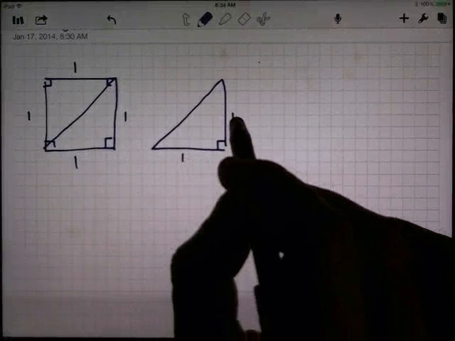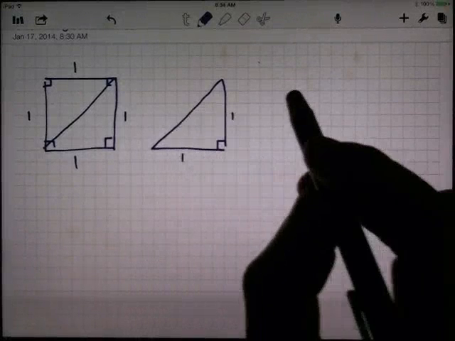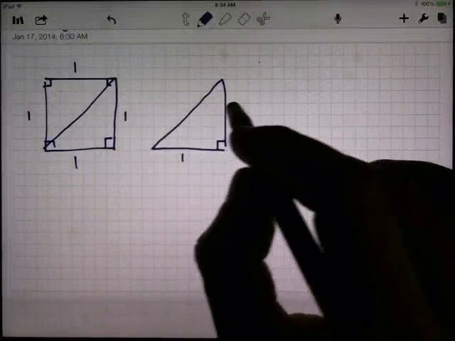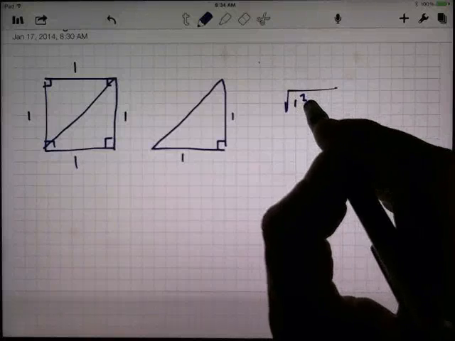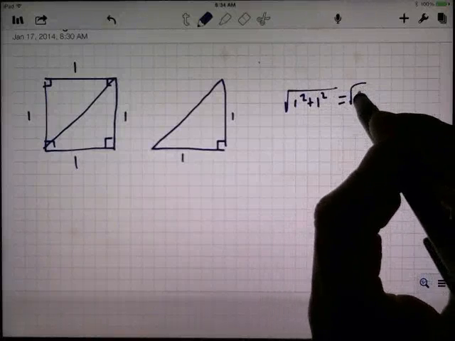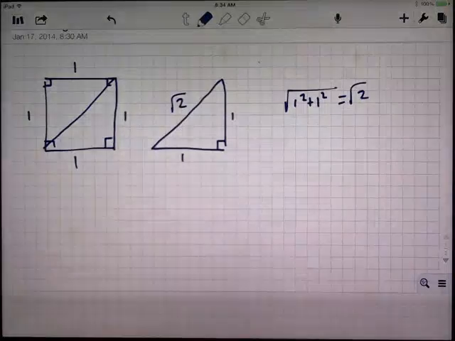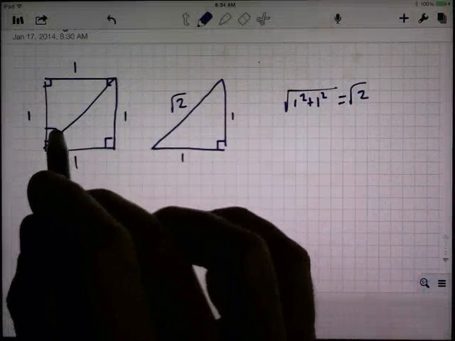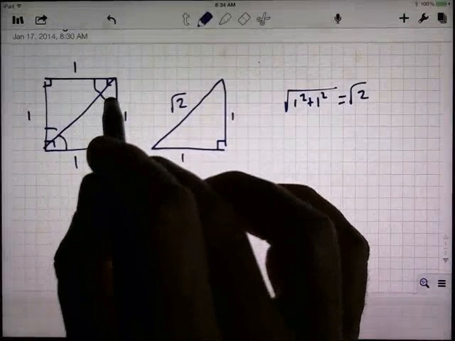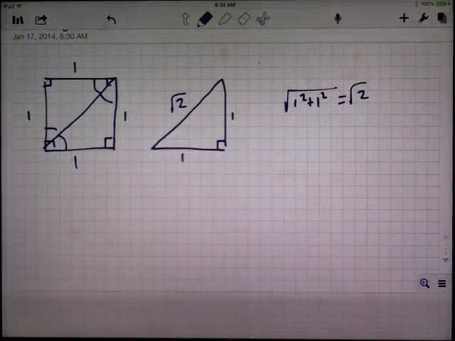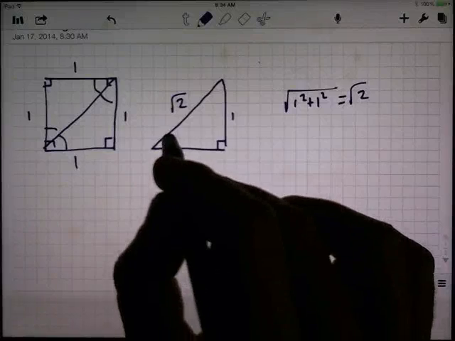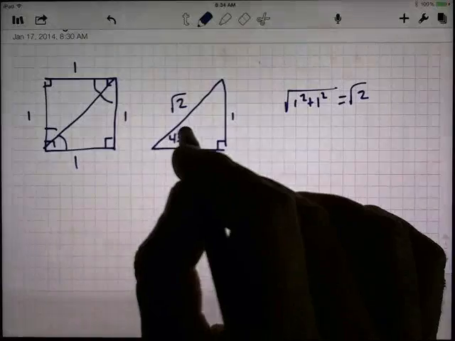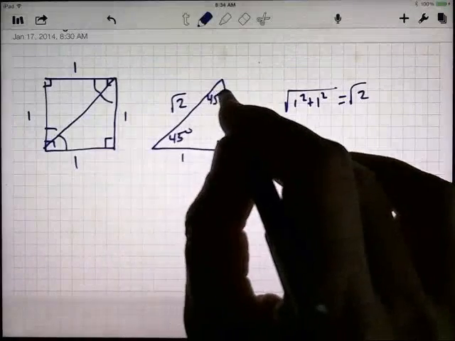I can use Pythagoras to figure out what the other side is, because whatever that side is has to be the square root of 1 squared plus 1 squared, which would be the square root of 2. So that's what that side is over there. Notice that when I drew this diagonal across, it bisected this angle and that angle. So where they were 90 degrees, cut in half, we're now looking at a 45 degree angle here and a 45 degree angle there.